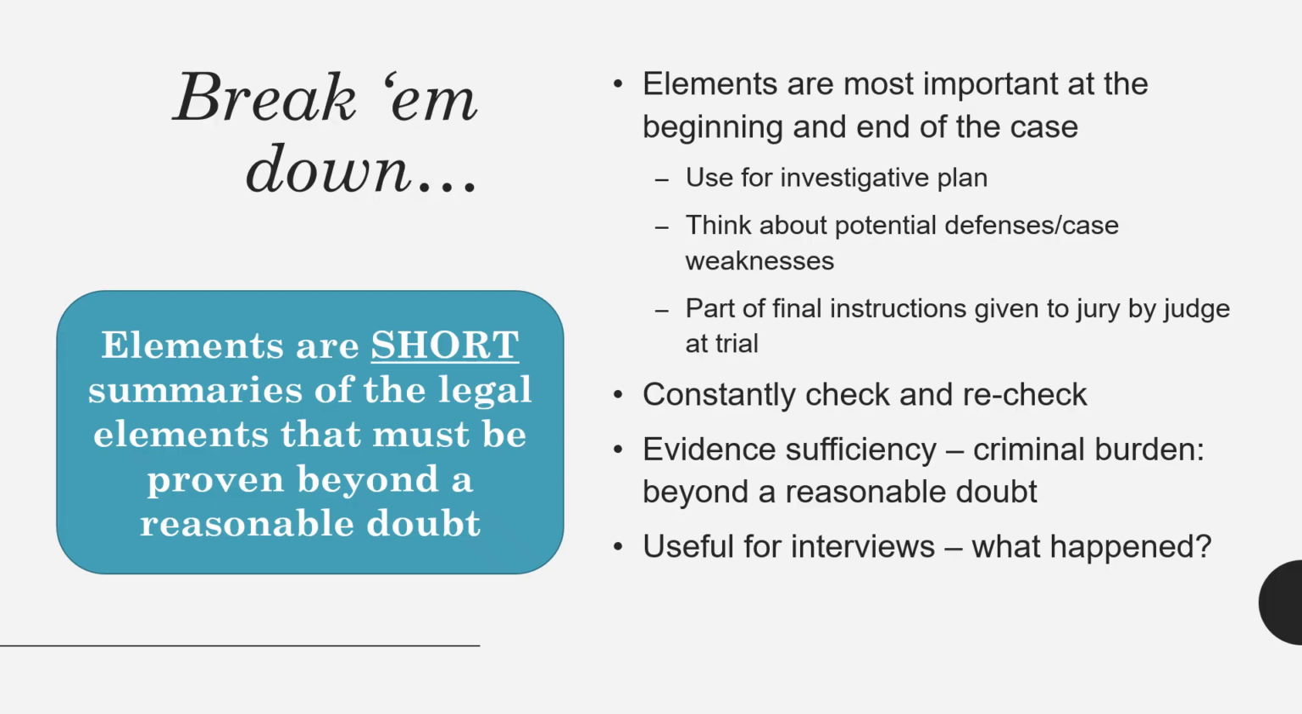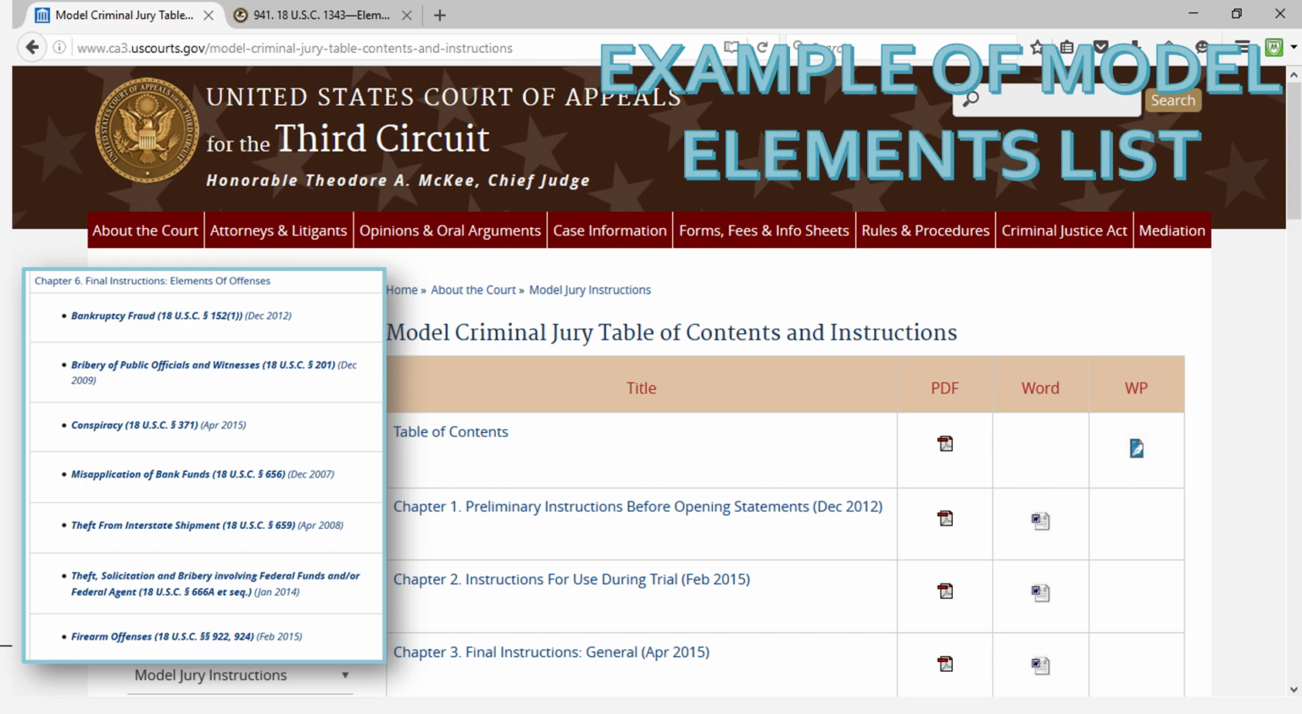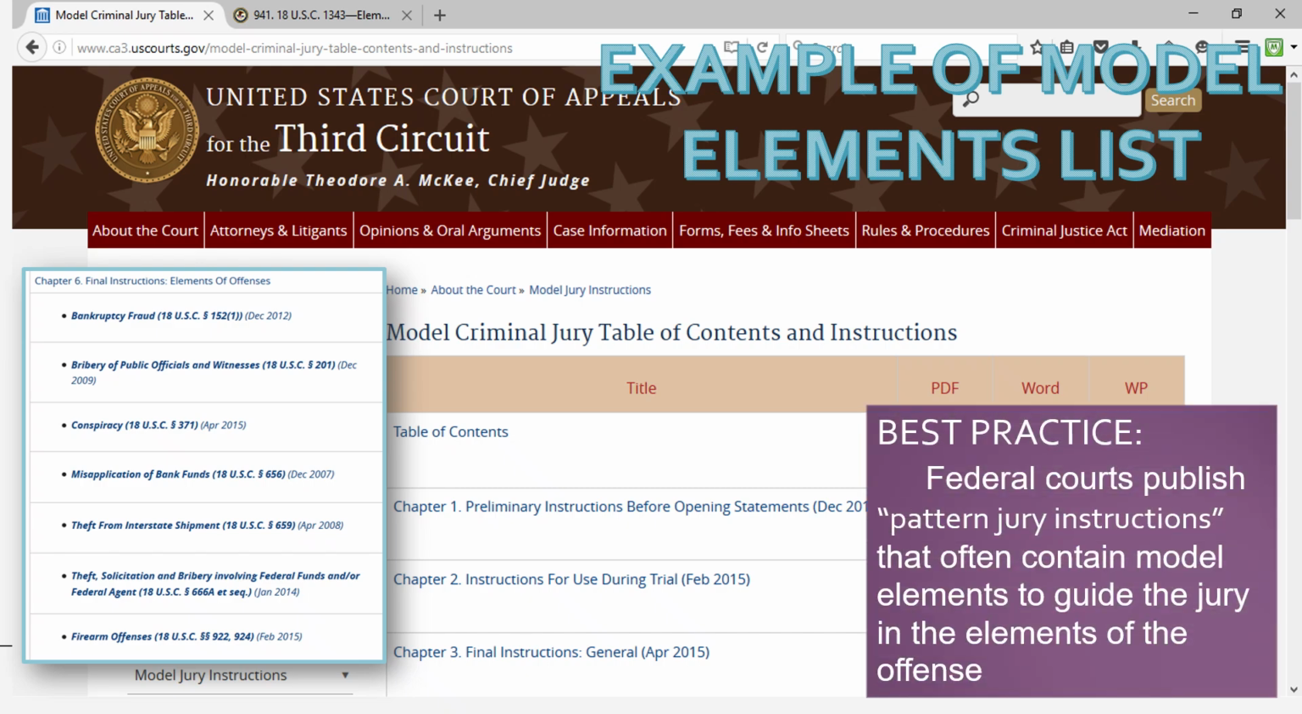So let's remember that elements are those short summaries of the legal parts that must be proven beyond a reasonable doubt in a criminal case. One best practice is to look at pattern jury instructions. Now, most of the federal circuits and many states publish these, and these are essentially what are used by the attorneys and the judges to guide the jury in the instructions.